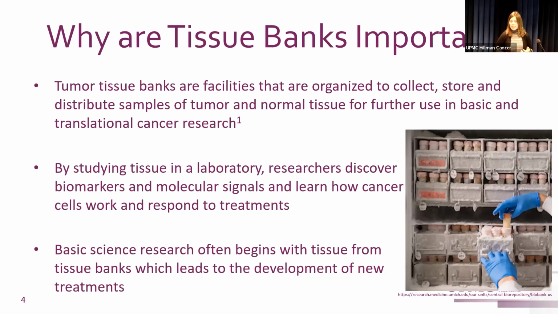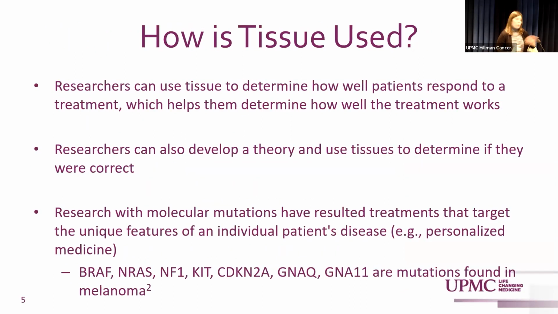Tissue banks are facilities that organize all of this tissue. They work to collect it, store it, and distribute it to other researchers for this science and for this study. And we can use tissue for basic science and then also translational science, where we're going from bench to bedside for treatments with our patients. By studying tissue in the lab, we're learning about biomarkers, we're learning about molecular signals that our prior presenters have talked about, and we're learning about how cancer cells work and how they might respond to different treatments. So basic science often begins with this tissue that we store in tissue banks, which again leads to the development of these new treatments.